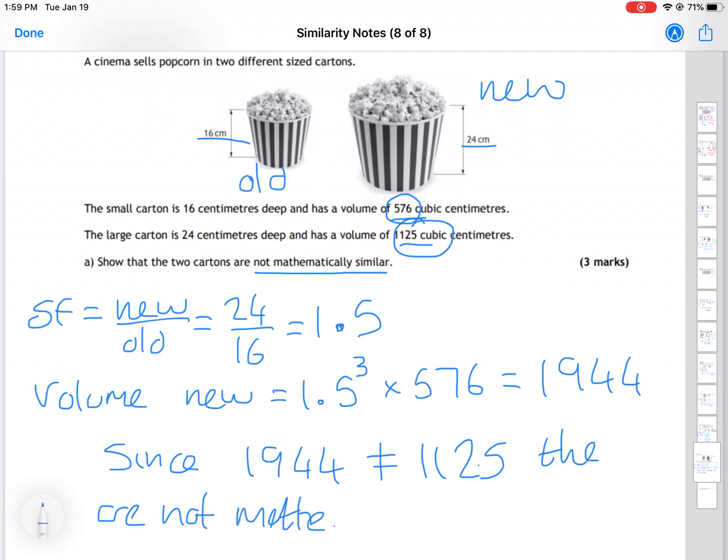Okay, so I've proved that through calculation up the top there. I've proved that if they were mathematically similar, these calculations would work out. They don't, which means it is not mathematically similar. So this answer that I get does not match up with the one in the question.